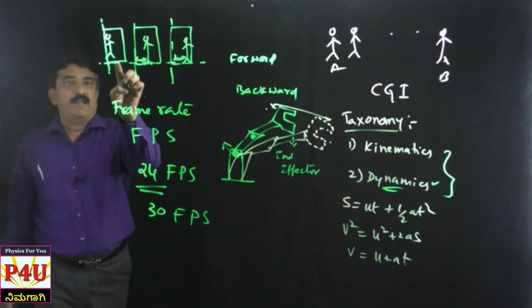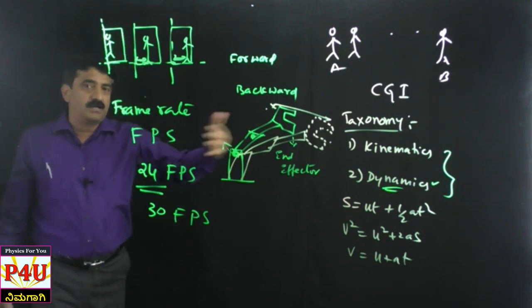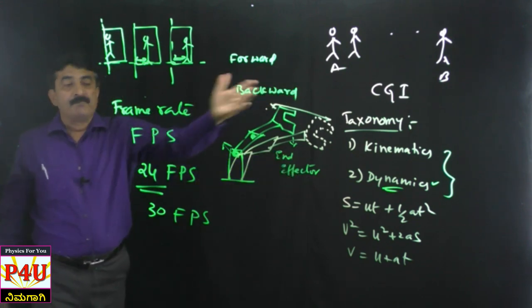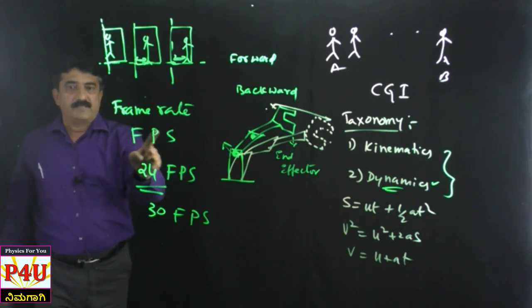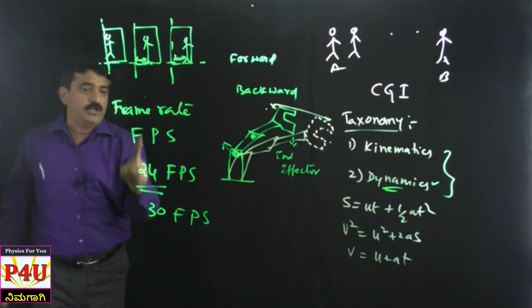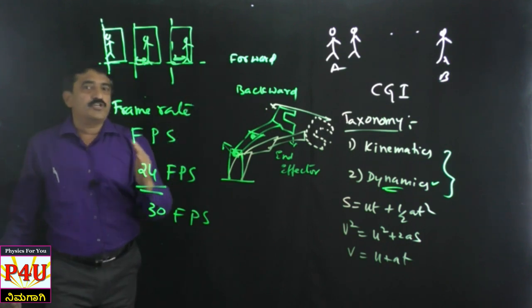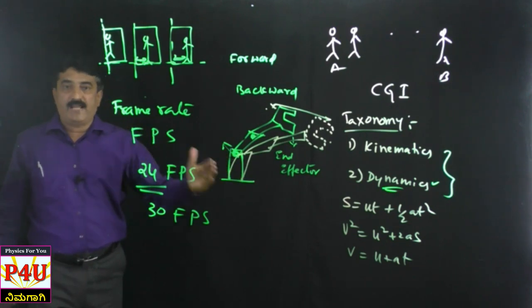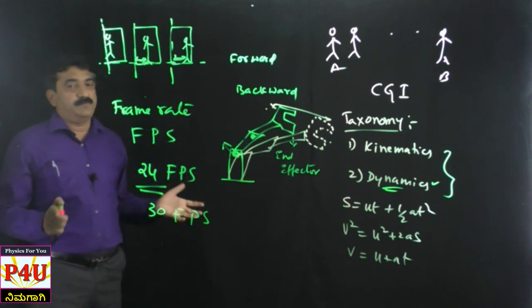I repeat, a frame is nothing but an individual image, and when these frames are run in sequence, a visual effect is produced. For a better moving effect, the number of frames per second should be 24 or 30. If it is less than that, the motion appears to be choppy, in installments, break type. It appears like a breaking movement. So this is about frames per second.